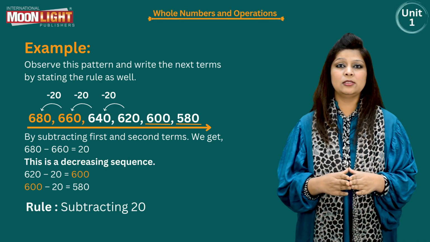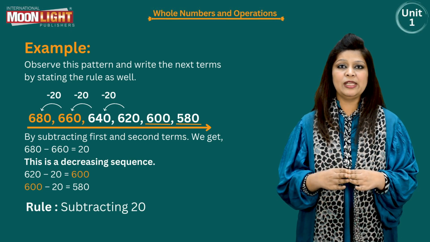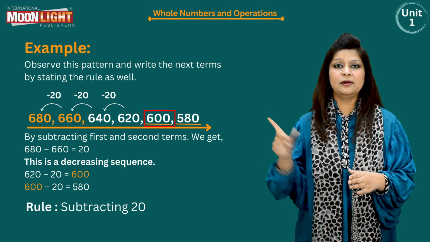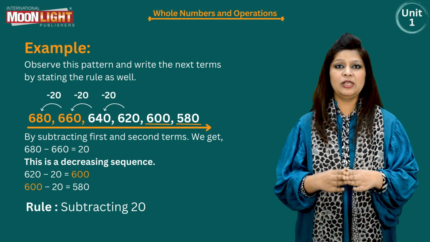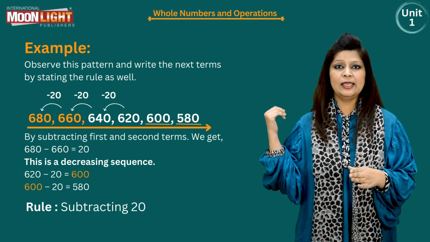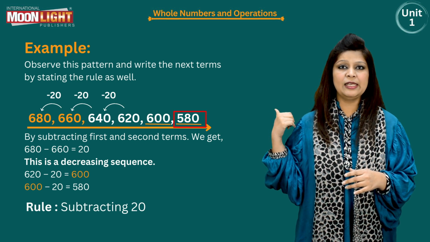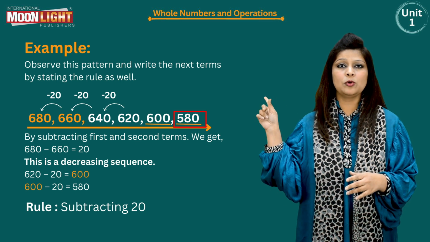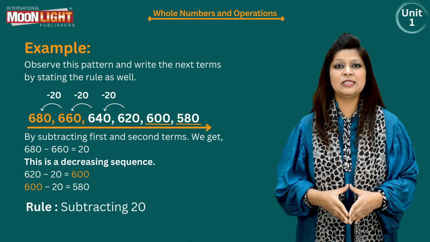Now to get the next terms, I can see that the last term is 620. 620 minus 20 is 600. So I will write 600 right here. Now after subtracting 20 from 600, the answer is 580. So I will write 580 right over here, which is the missing number from this given sequence.